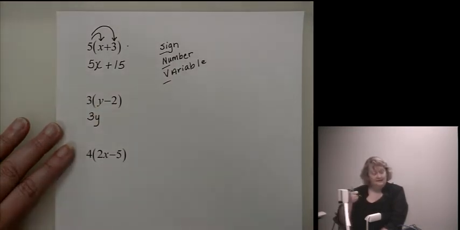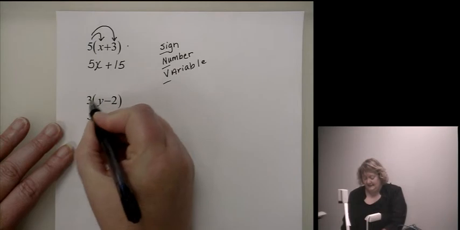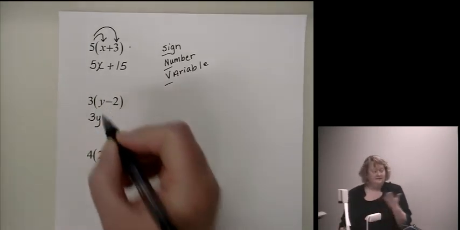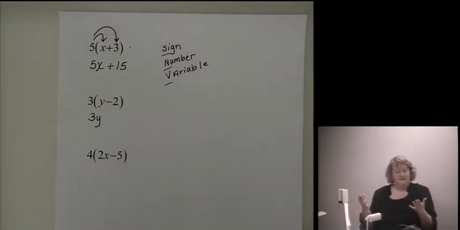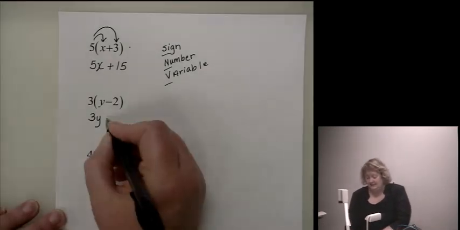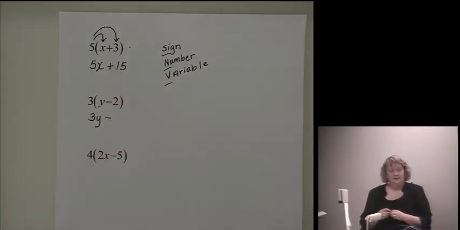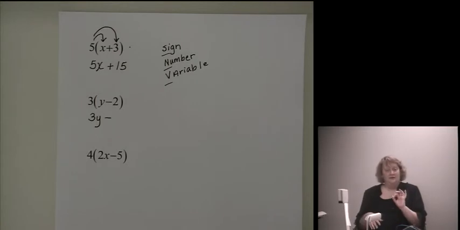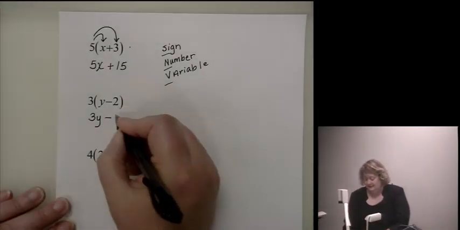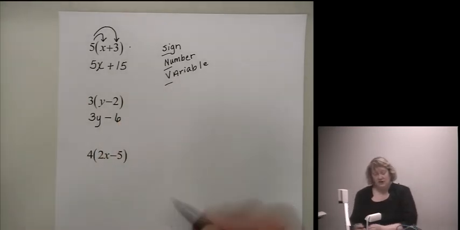Sign, number, variable. Then 3 times a negative. A positive times a negative, the signs are different, so I need a subtract sign. Then I have 3 times 2 is 6, and there's no variable.